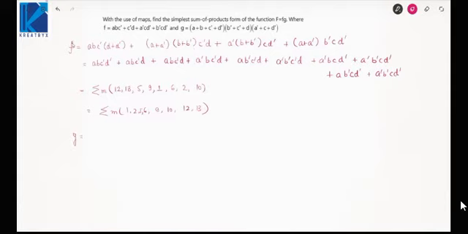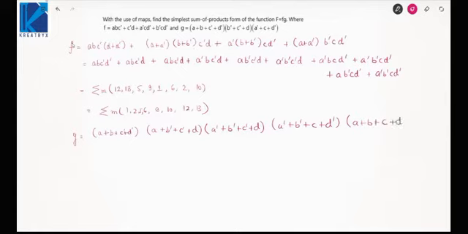Similarly, when you talk about G function, it is in POS form. Again, we have to convert it to SOP, into standard form. A plus B bar plus C bar plus D. A bar plus B bar plus C bar plus D. Then A bar plus B bar plus C plus D bar. A plus B bar plus C plus D bar. I've just introduced the missing variable in the terms.